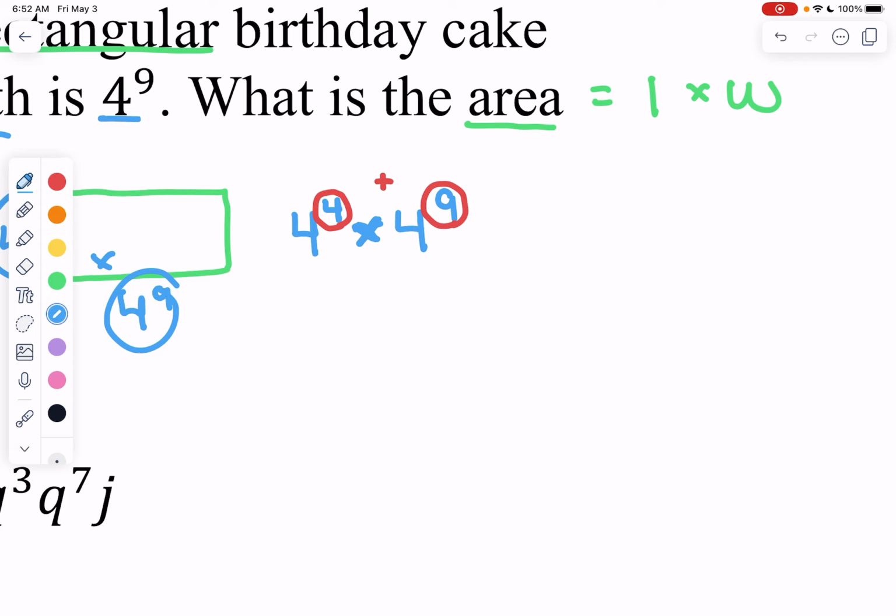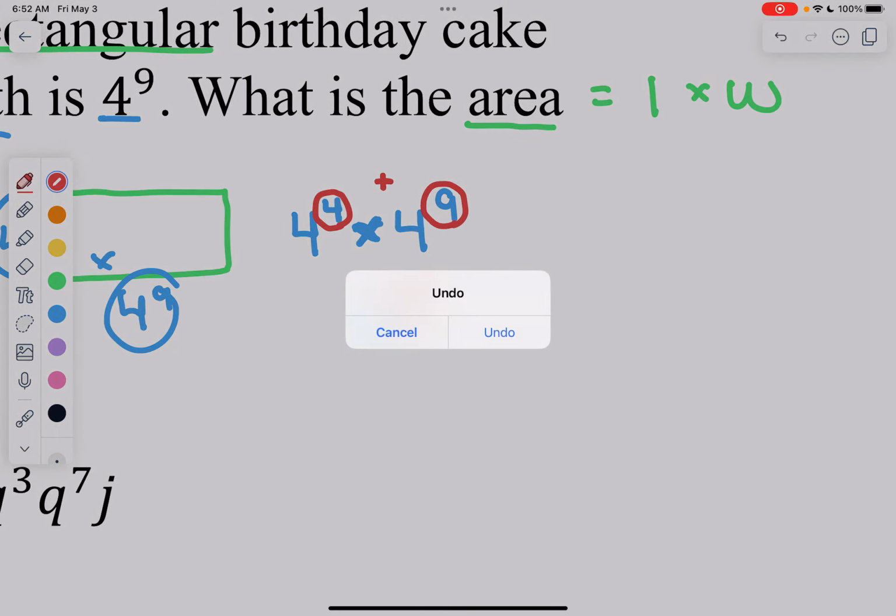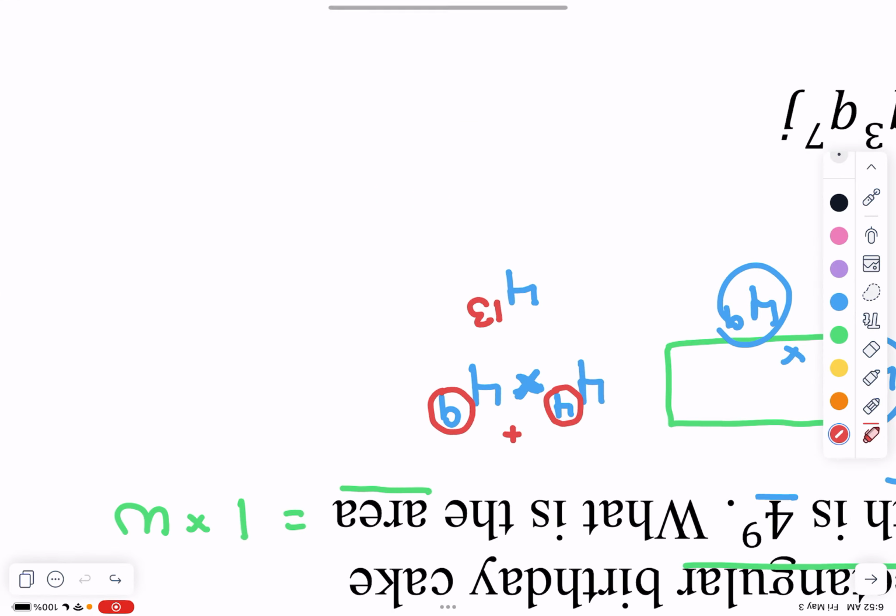So there are 2 steps. The first step is to drop the base. The base is what they share, that's the big 4. And then add my exponents. 4 plus 9 is 13. So the area of the rectangular birthday cake is 4 to the power of 13.